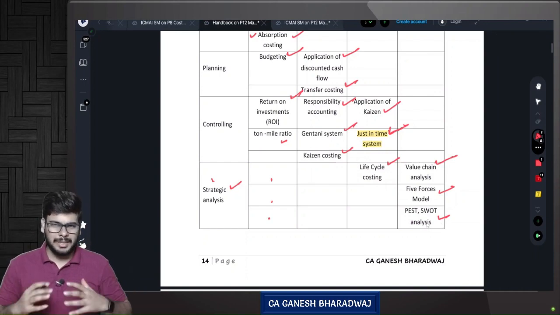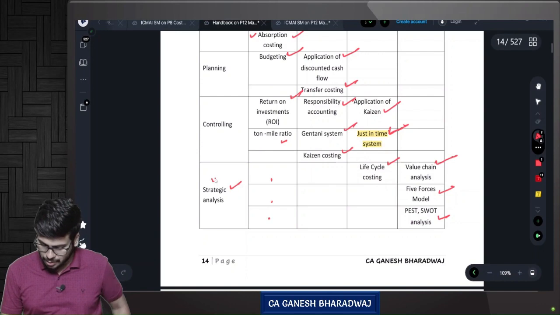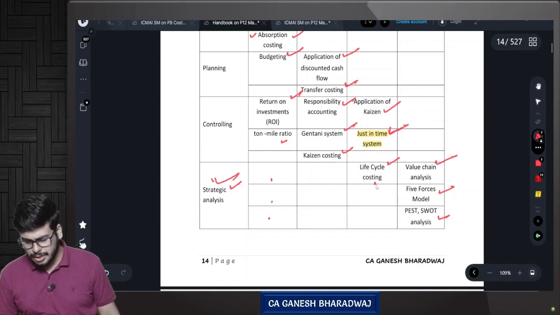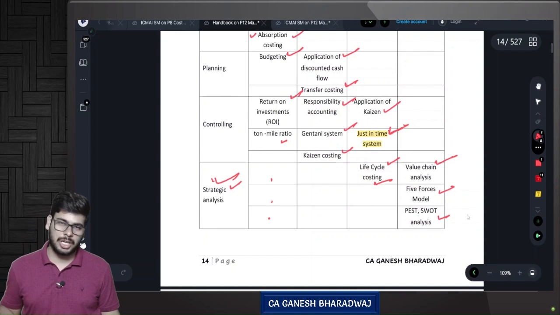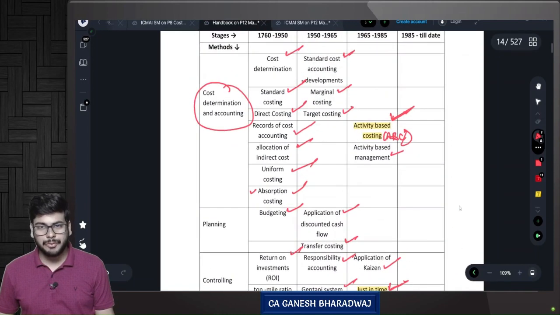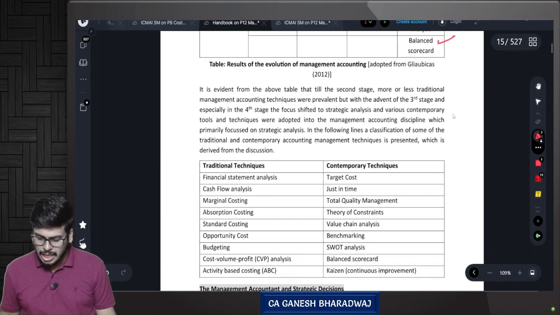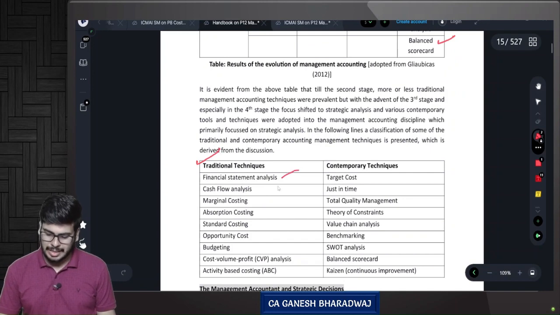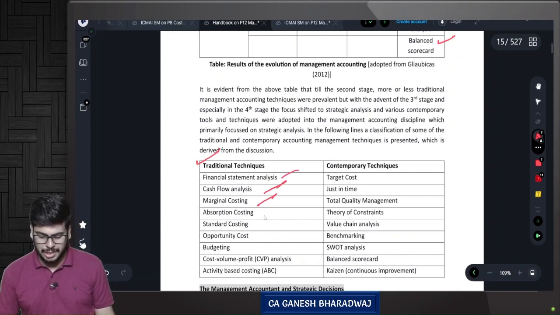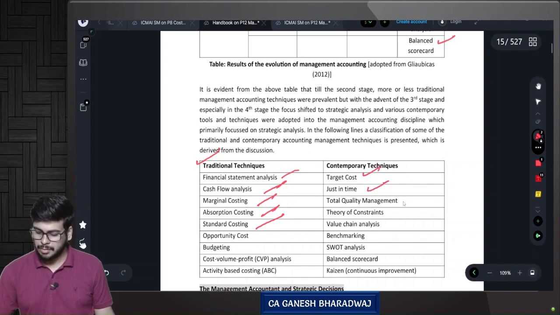So this is how management accounting as a branch of accounting has evolved. Initially, there was nothing with respect to strategic analysis. Slowly in the third phase, they started something, and in the fourth stage, currently, we have a lot of tools and techniques for the purpose of strategic analysis. Are you clear with this? Yes. So this is broadly about, of course, look at this. In the fourth stage, you have customer profitability analysis, competitor analysis, your balanced scorecard and all. If you look at this here, traditional tools: financial statement analysis, cash flow, managerial, marginal costing, absorption costing, standard costing, and so on. But in contemporary techniques, new techniques, you've got target costing, just in time, total quality management.